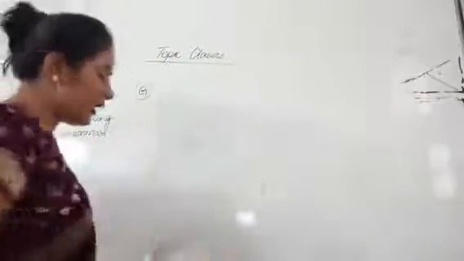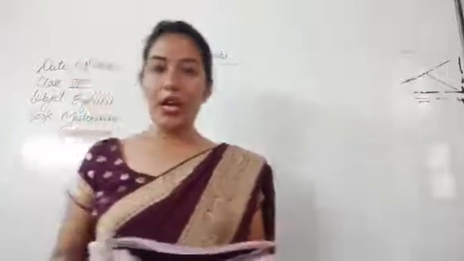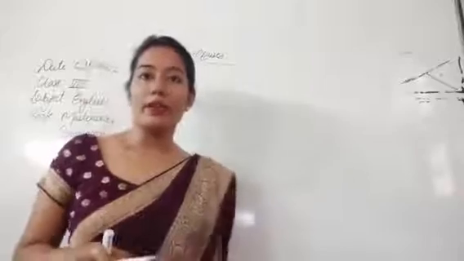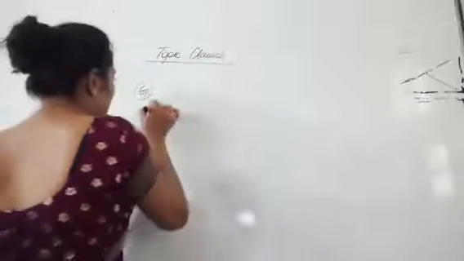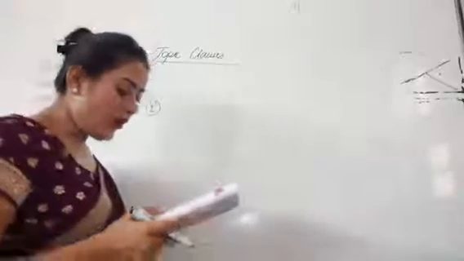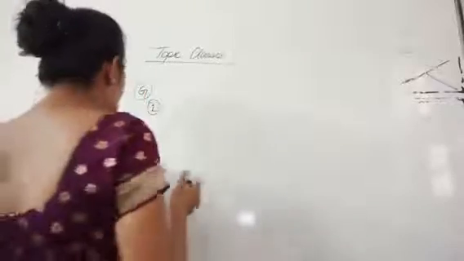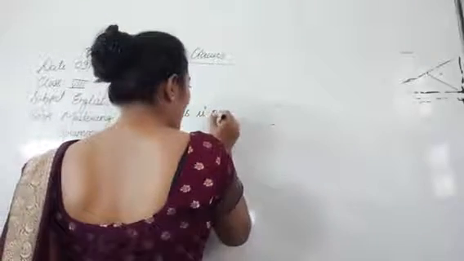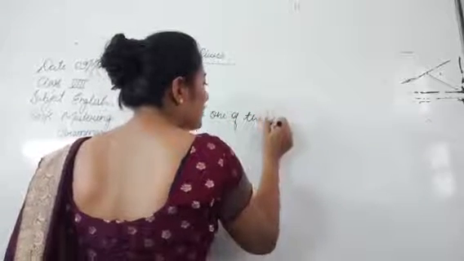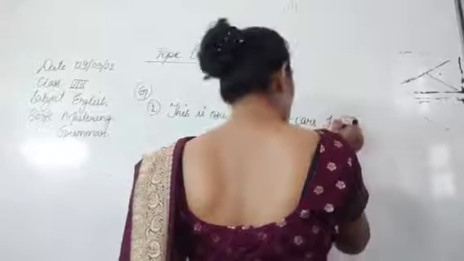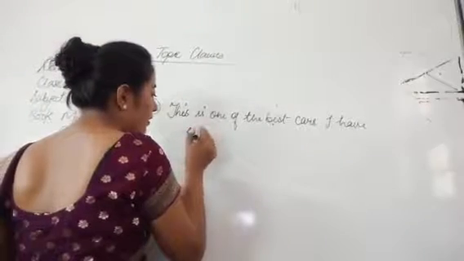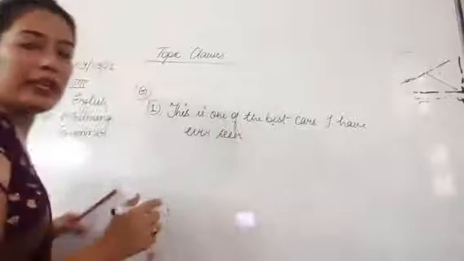Exercise G is: rewrite the sentence and leave out, means omit, which, who, that, wherever they are not required. So we have to once again omit. The sentence is: this is one of the best cars that I have ever seen. So we have to remove who, which, and that. This is one of the best cars I have ever seen. Am I clear, students?